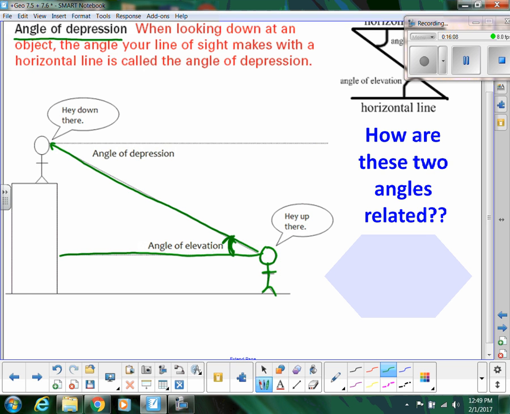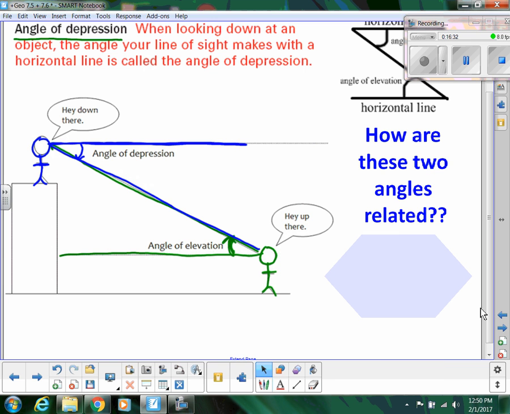Okay, so how much did I elevate my chin? All right, that's your angle of elevation. Whereas angle of depression is if someone's up here on higher ground, okay? If they look straight out, that's the horizontal. But then if they have to tilt their head downward to look at something, that is the angle of depression, okay? So these angles are the angle of elevation and the angle of depression.